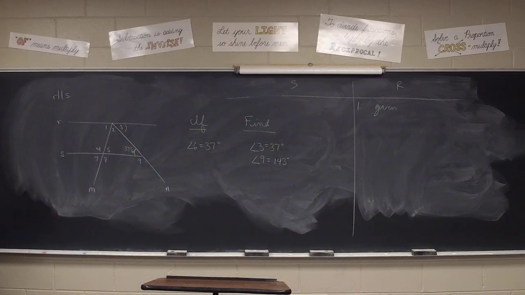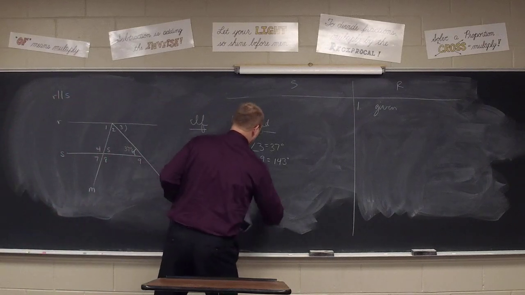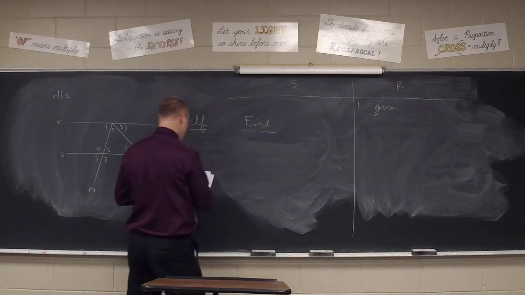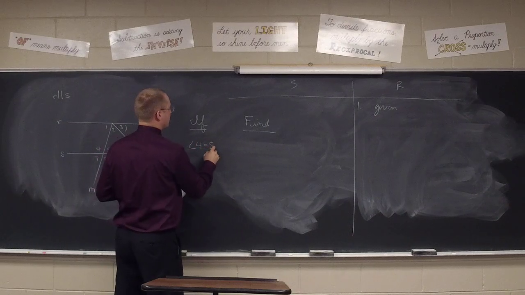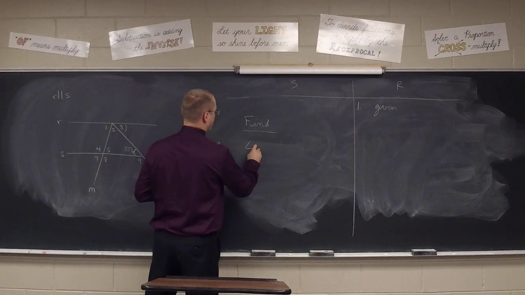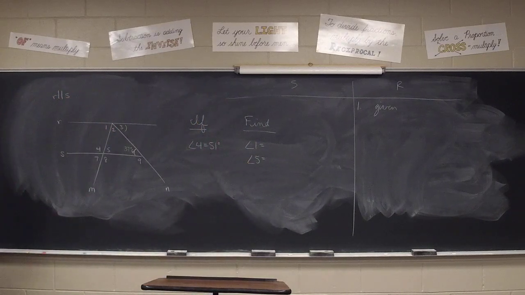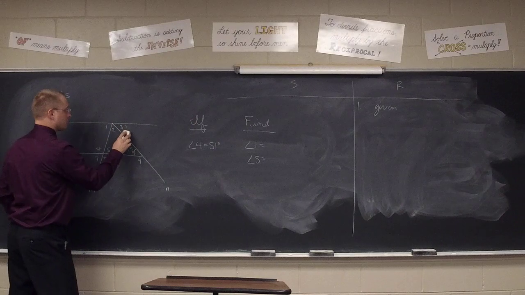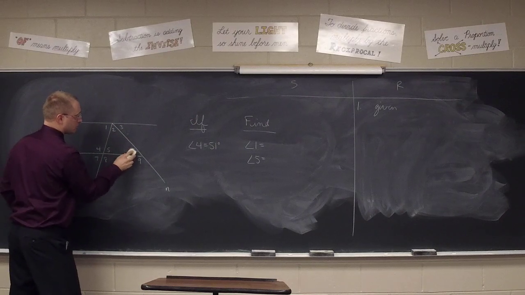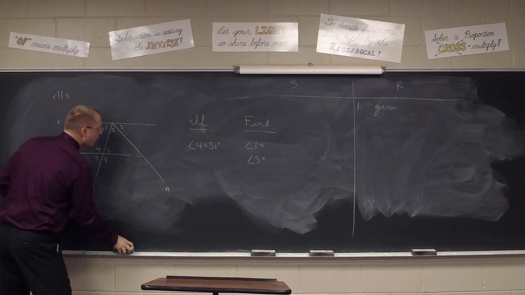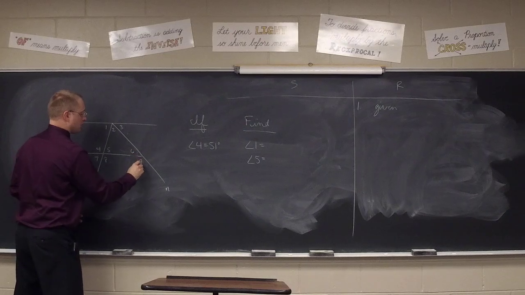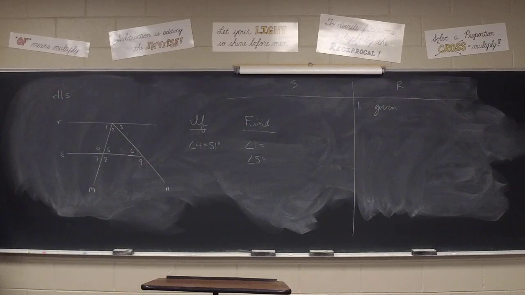All right, now forget that you ever had those angle measurements, because they're null and void now. I'm going to change up some things on it. Let's suppose I know that angle 4 is 51 degrees. I want you to find angle 1 and angle 5. Suppose angle 4 is 51 degrees. Find angle 1 and angle 5.